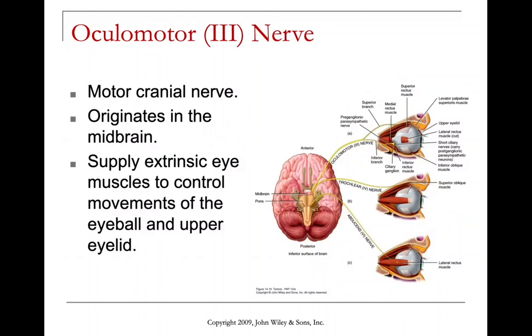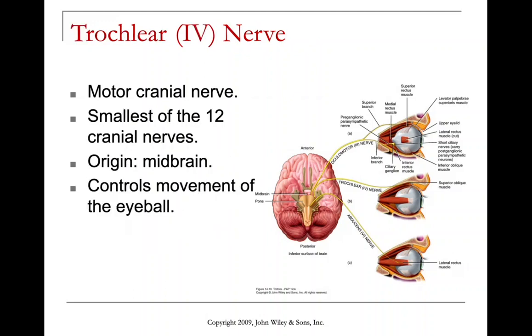Oculomotor nerve. This is a motor cranial nerve that will originate in the midbrain. This is going to supply the extrinsic eye muscles to control eye movement of the eyeball and upper eyelid. The trochlear nerve is a motor nerve. It's the smallest of the 12. It's going to originate in the midbrain. It controls eyeball movement.